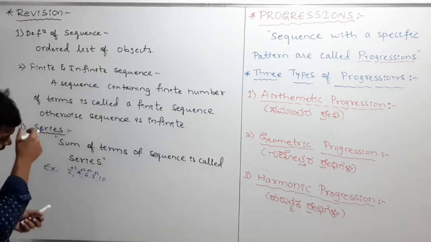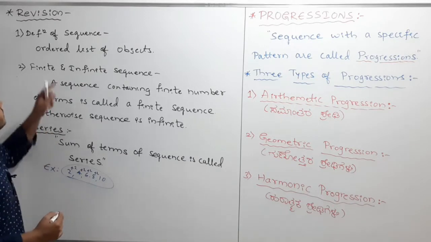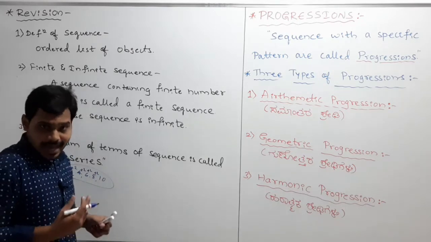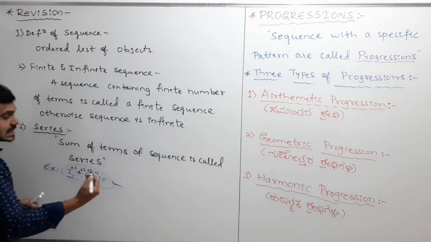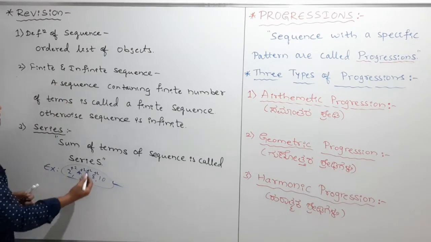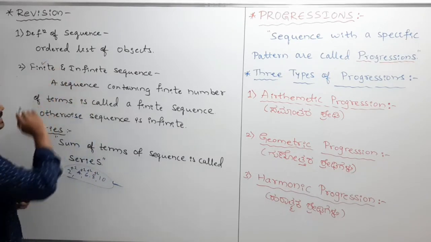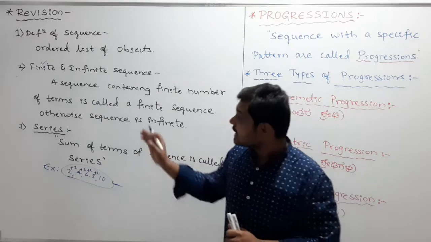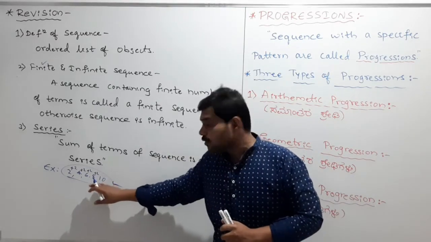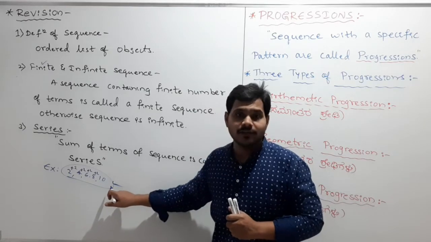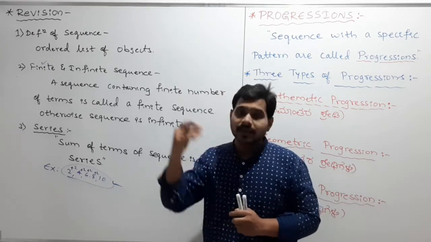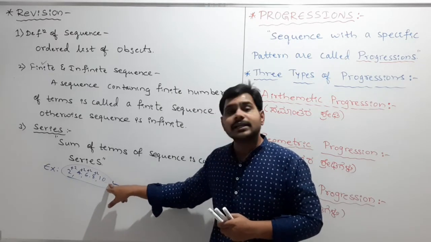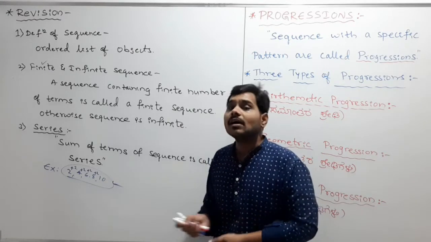In this way, an ordered list of objects or numbers following a certain rule, we call a sequence. This example is an example of a finite sequence, because I have written only up to 10. I have given no continuation. If I put 3 dots, it would mean many more elements are there. But here I did not write 3 dots in front of this 10. Therefore this is a finite sequence.